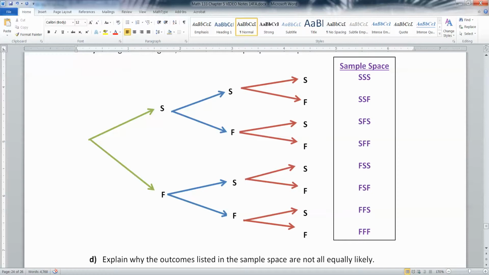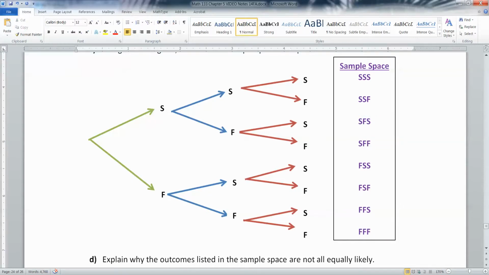And that gives you 8 options totally. When you count these branches here at the end, you've got 8. So that means our options are succeed, succeed, succeed. That's SSS. Or succeed, succeed, fail. That's SSF. Then succeed, fail, succeed, and so on. All the way down till fail, fail, fail at the very bottom. So there are your options.